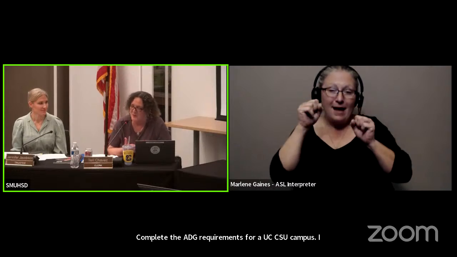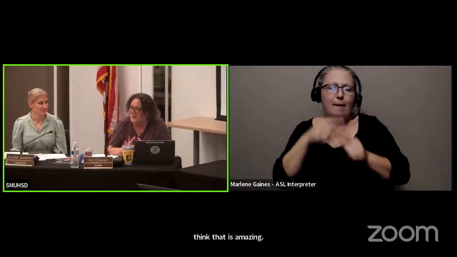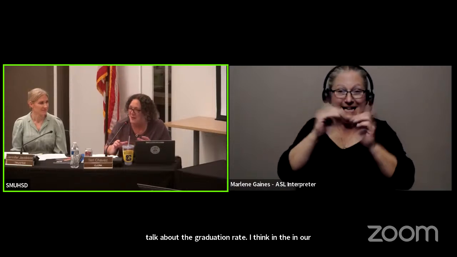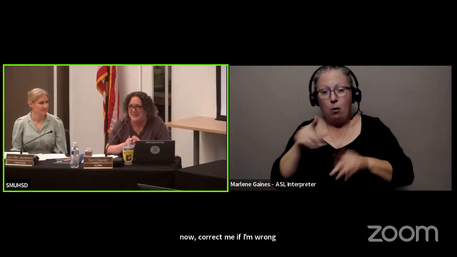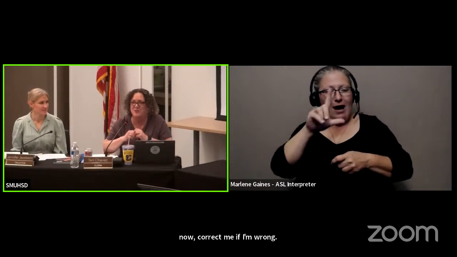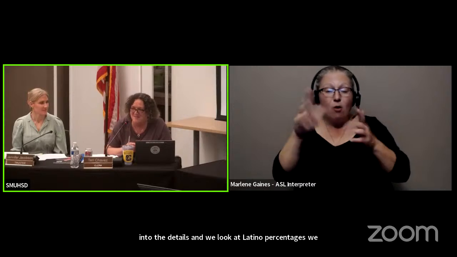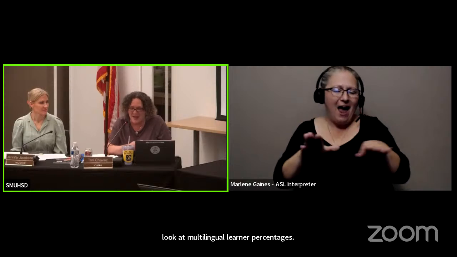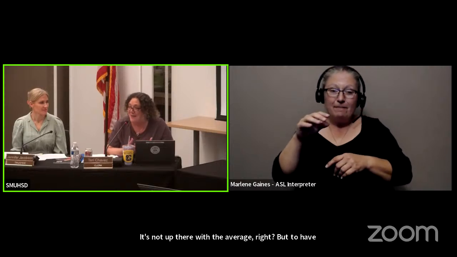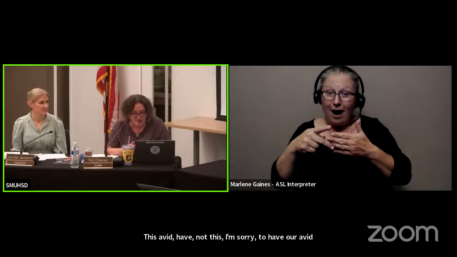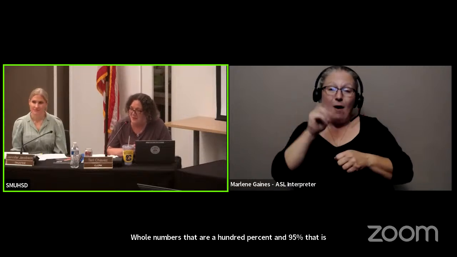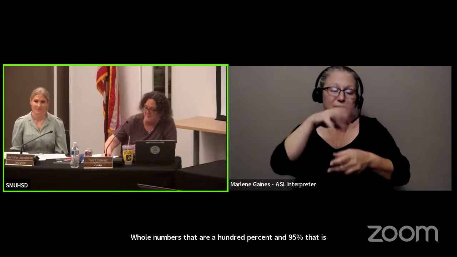When you look at our overall graduation rate, which I always talk about, correct me if I'm wrong, I think district-wide we're around 92%. But as we dig into the details and we look at Latino percentages, we look at multilingual learner percentages, it's not up there with the average, right? But to have our AVID program pull numbers that are 100% and 95%, that is amazing. Our AVID program is working, and I want to thank everybody involved. Thank you.